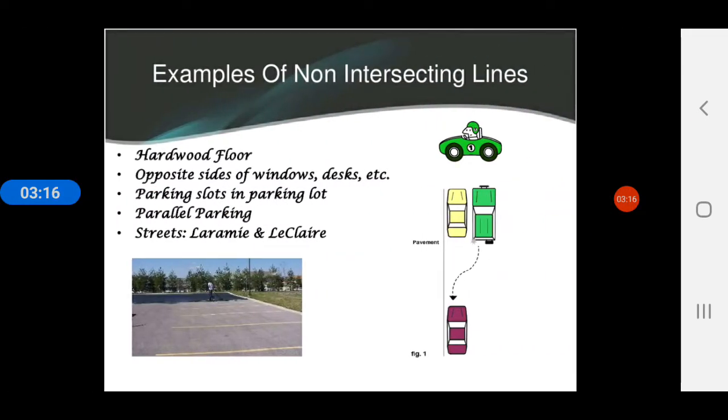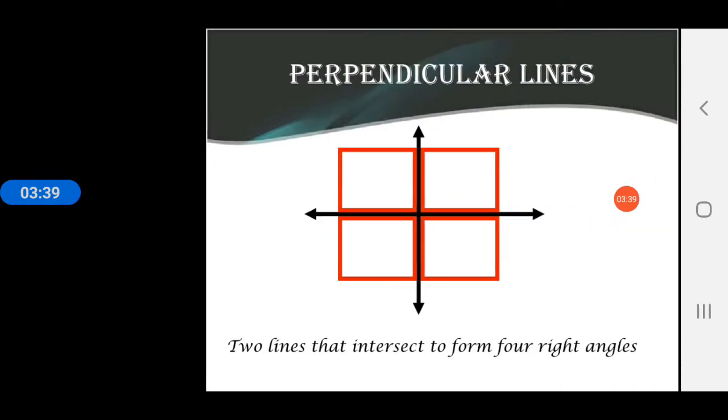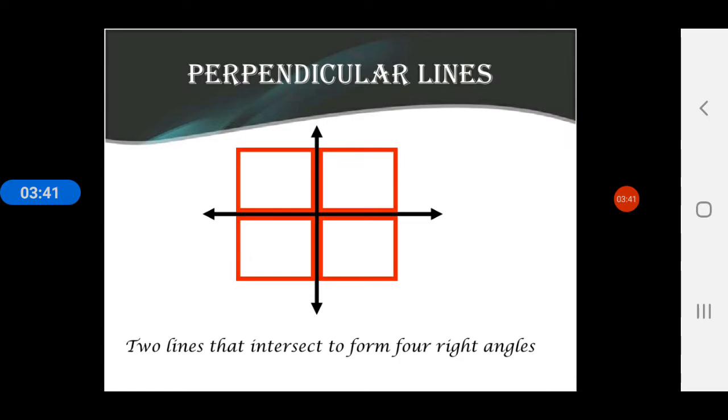Examples of intersecting lines, non-intersecting lines. Non-intersecting lines you see in the parking lot. Have you seen the yellow lines made to park the cars? All the lines are parallel. Then in a street, the two ends of the streets are parallel. Then the window panes are parallel. So you can see many examples of non-intersecting or parallel lines.